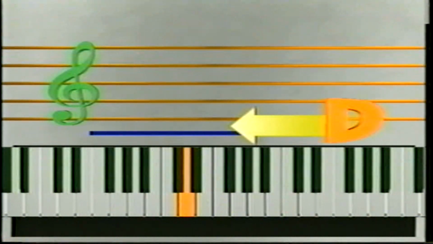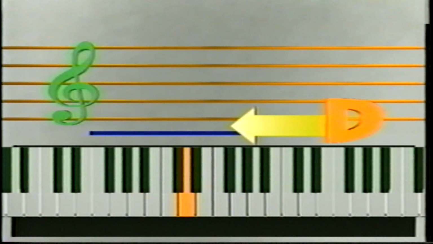Next comes D. When we press the key for D, the arrow points to the space reserved for that pitch. This space will always represent the musical pitch D. Let's take a look at each line and space all the way up to G, which is above the treble staff.